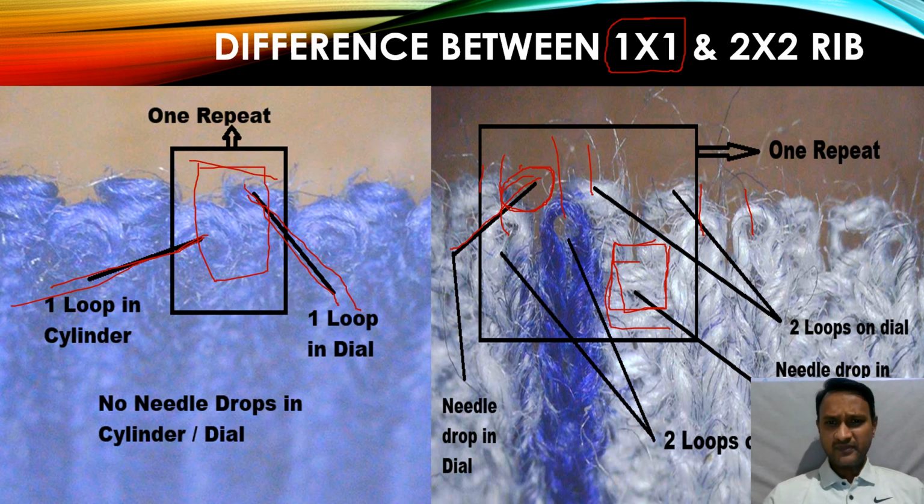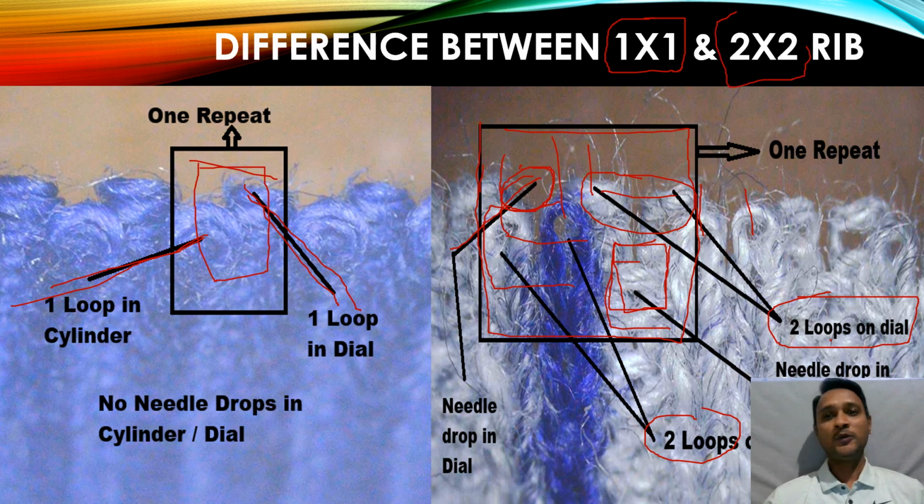So if we take one repeat of both cylinder and dial, we can find two loops on the cylinder side and two loops on the dial side. You can see two loops on the dial side. Hence we call it 2 by 2 rib. And a few people name this as 2 by 1 rib as well.